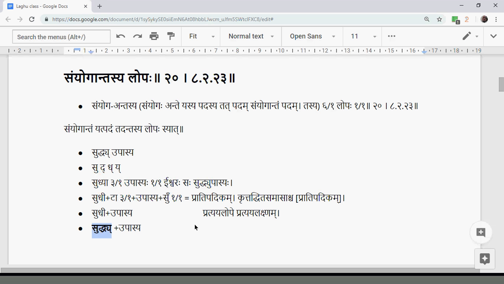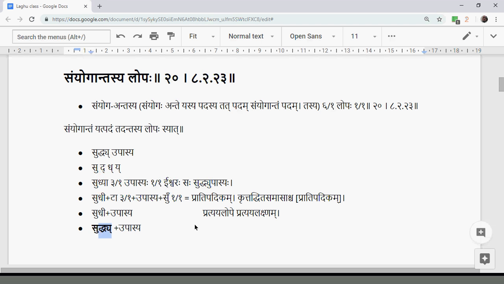It has undergone some sandhi karya, although it has worn another hat, but still it's the same person. Therefore, sudhi is also a padam and sudhya is also a padam. So this is a padam and it has sanyoga in its end. Thereby, it is a sanyogantam padam. And sanyogantasya kim bhavati? Sanyogantasya padasya antasya lopah. So tadantasya lopasya, so tasya antasya.